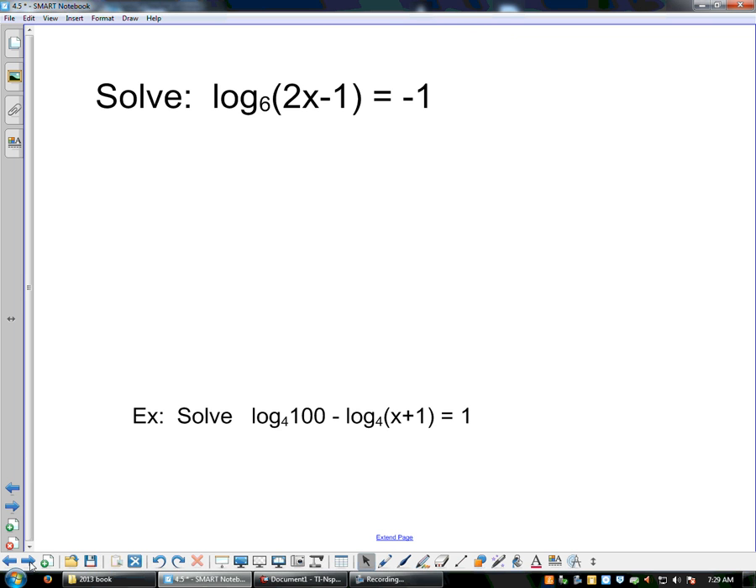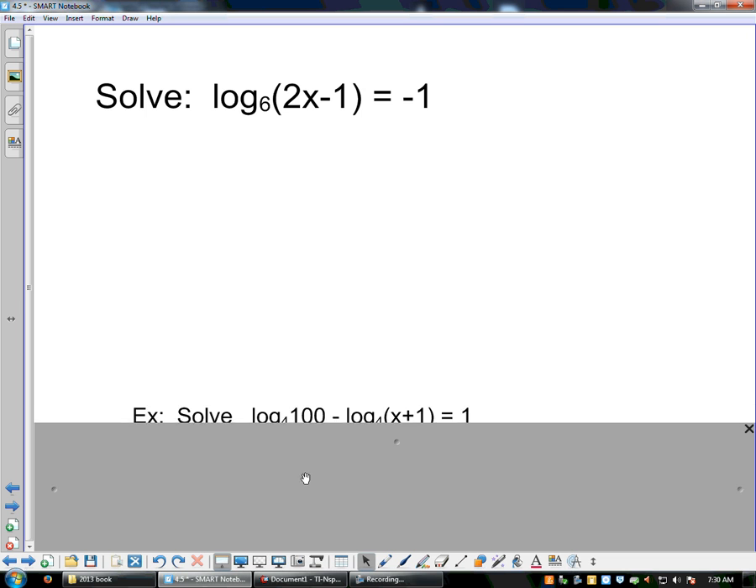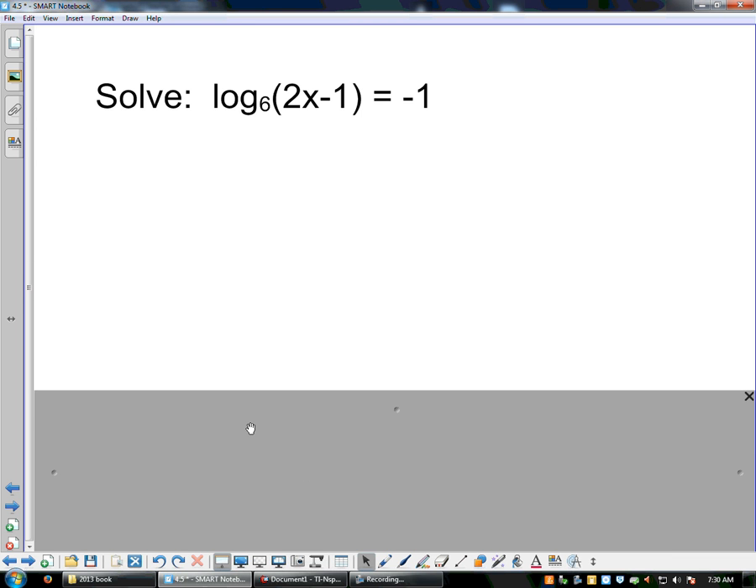All right, let's take a look at the next example. Log to the base 6 of 2x minus 1 equals negative 1, and we're trying to solve for x.